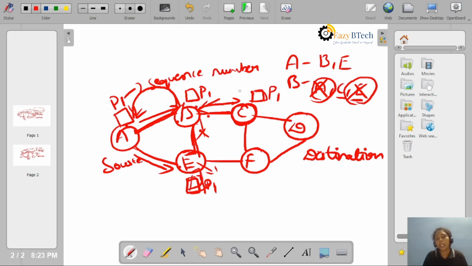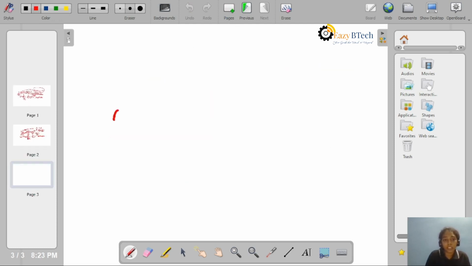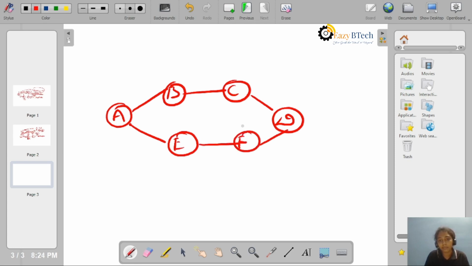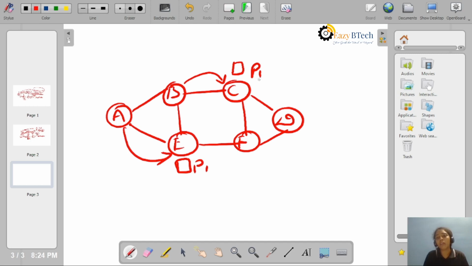Okay, so I send the data packet P, right? So I will draw neatly again. For each and every step we have to draw a graph, because otherwise confusion will arise. Here C has a data packet P1 and E has a data packet P1. So from A to B and E, and from B it will send to C. So we have to see the next.